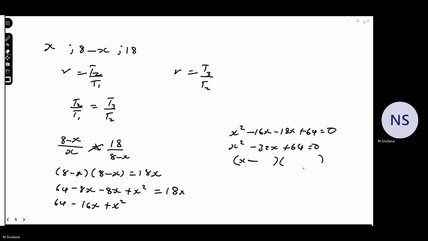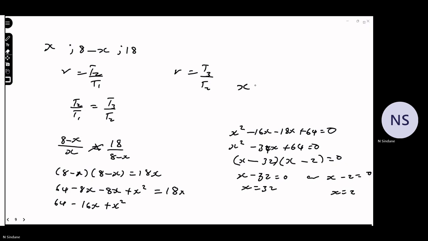And then x minus, and x minus, because this is positive. If I say 32 times 2 is 64, and 32 plus 2 is 34. This is equal to 0, so x minus 32 equals 0, or x minus 2 equals 0. x is equal to 32, x is equal to 2.